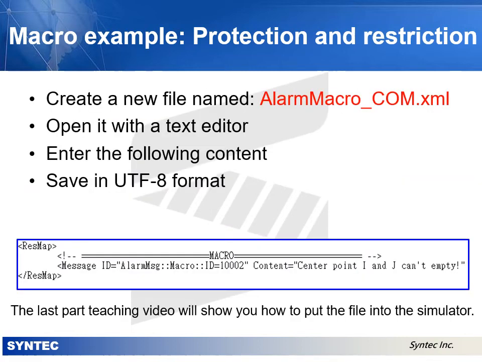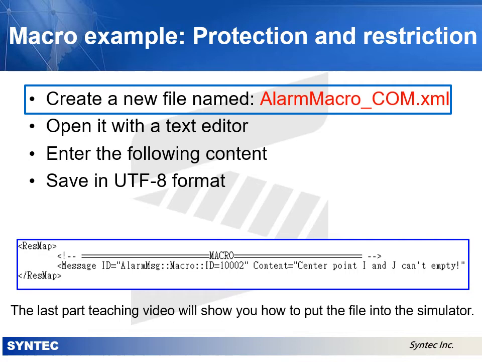This page will introduce how to create and edit an alarm string file of the second alarm method. First, create a text file name as shown here. The extension file name is XML, and the COM represent English alarm file. Second, use the text editor to open the file. Third, input the content as shown in the figure. The ID here should correspond to the macro alarm number, such as 10,002. The content of the string is written in double quotes after the content.